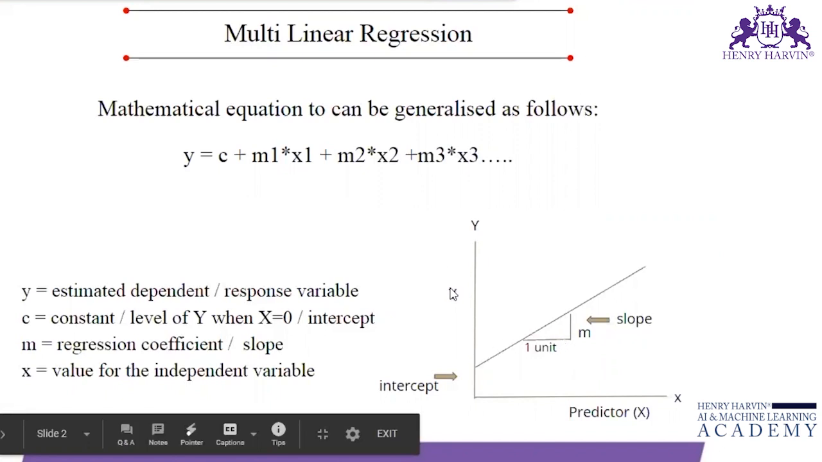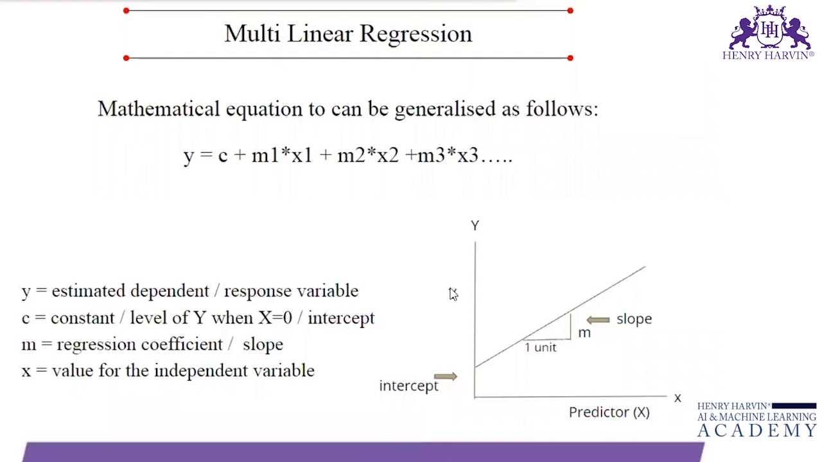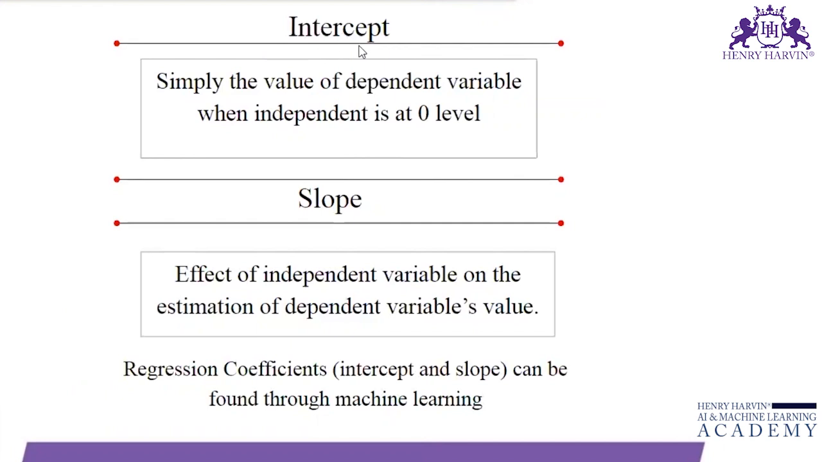Next is x. X is the value of the independent variable. So here there can be multiple independent factors, so we have taken x1, x2, x3 and so on. I have already told you the intercept is simply the value of the dependent variable when the independent variable is at 0 level. Slope affects the value of the independent variable on the estimation of the dependent variable's value.